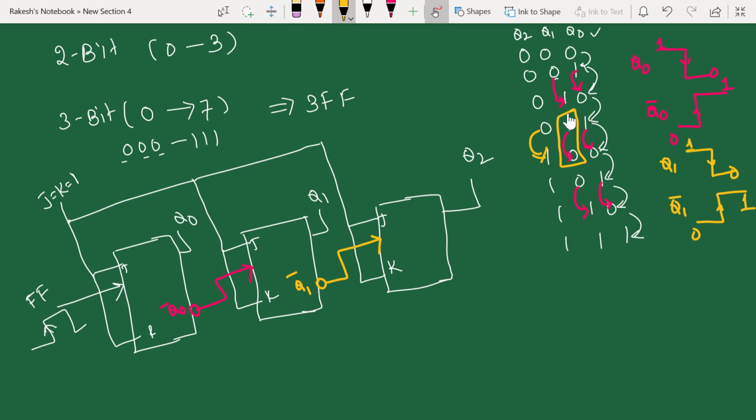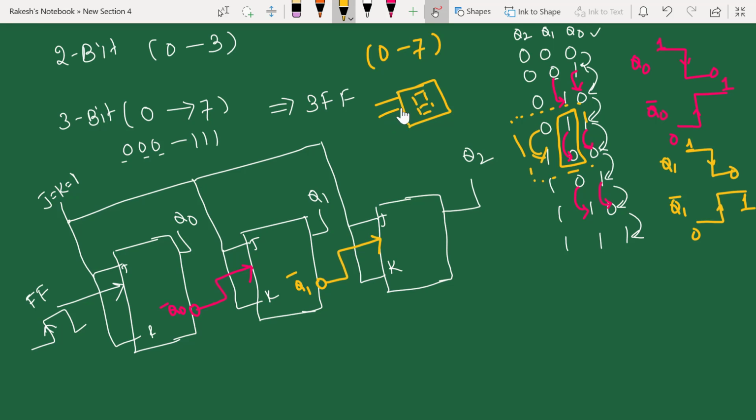So whenever your Q1 moves from 1 to 0, your Q1 bar will move from 0 to 1. This will act as a clock for the third flip-flop, and the third flip-flop is going to make the transition from 0 to 1. At all other places, you have 0 to 0, 0 to 1, 1 to 1, 0 to 0, 0 to 1 and 1 to 1. There is no transition anywhere other than this particular place. Now this circuit is going to count from 0 to 7. So what I can do is take my Q0, Q1 and Q2 to a 7 segment display.